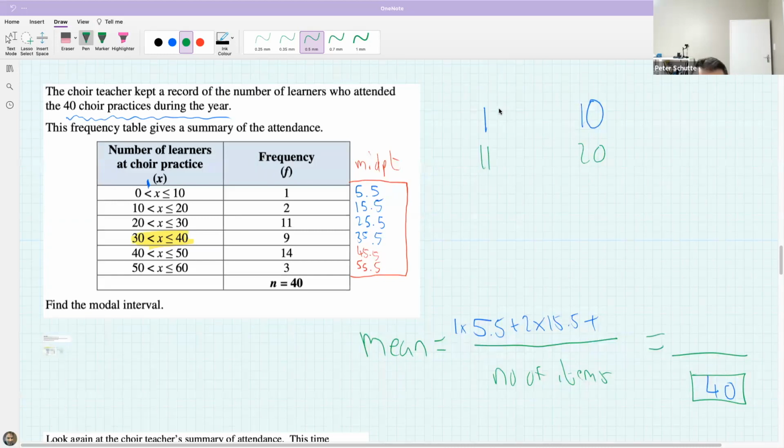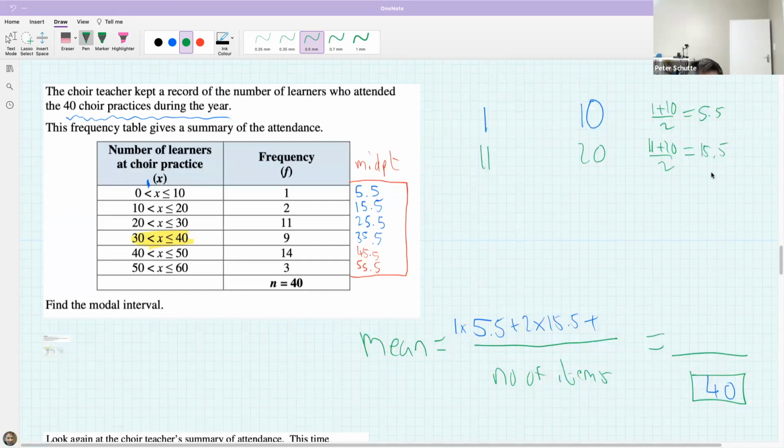And so all I'm then saying is what is halfway between 1 and 10? And the way I do that is I go 1 plus 10 divided by 2, which is 5.5. And for the next one, I go 11 plus 20 divided by 2, which is 15.5. Does that help a little bit?